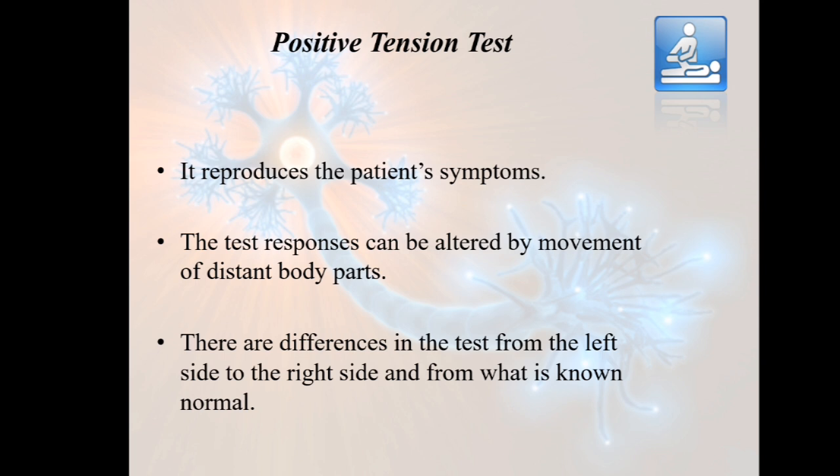A positive tension test reproduces the patient's symptoms. The test response can be altered by movement of distant body parts. There are differences in the test from the left side to the right side and from what is known to be normal.